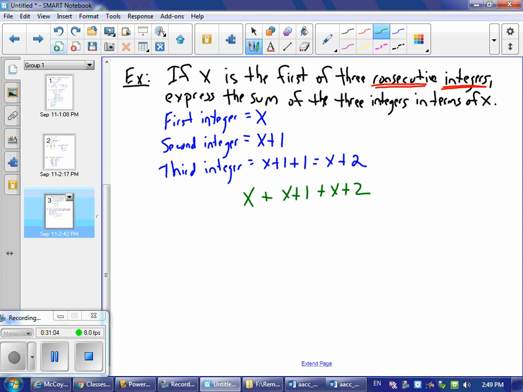Now this can be simplified because in this expression, you have like terms. I've got x, x, and x. If I add all those together, I would have 3 x's. And then I've got a 1 and a plus 2. Adding those together would give me a 3. So if I wanted to write an expression that simplifies the sum of 3 consecutive integers, it would be 3x plus 3. That would be your expression.